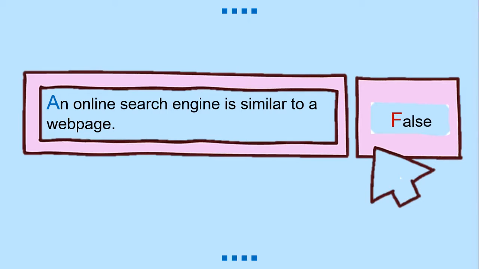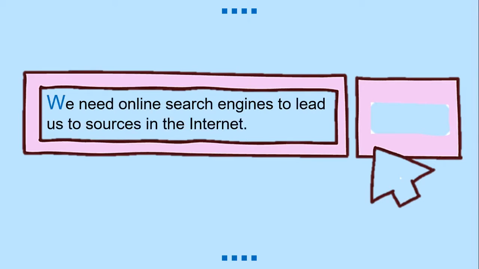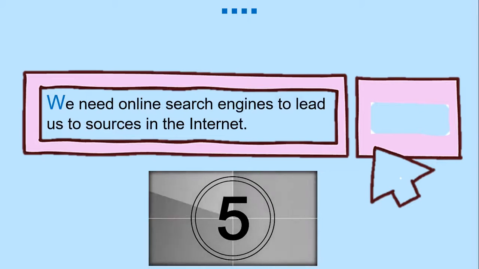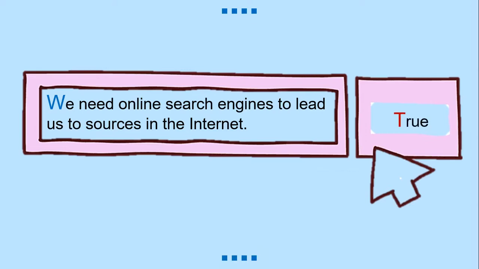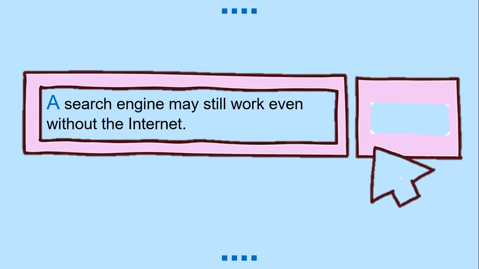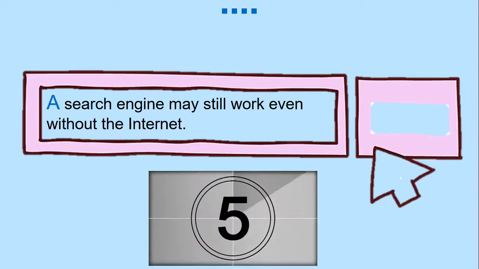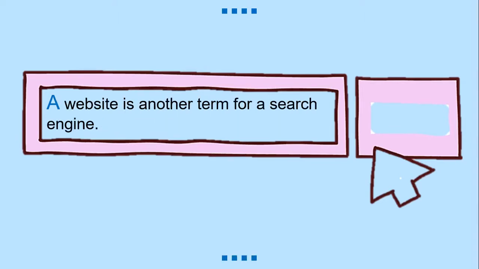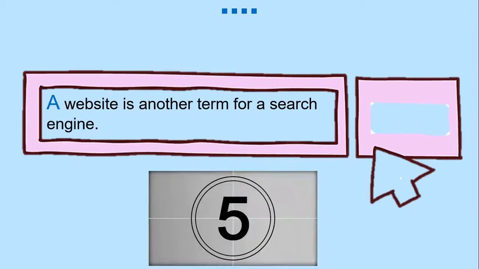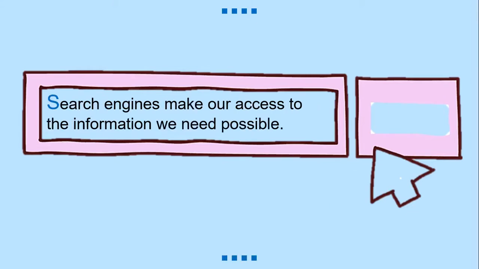False. We need online search engines to lead us to sources in the internet. True. A search engine may still work even without the internet. False. A website is another term for a search engine. False. Search engines make our access to the information we need possible.